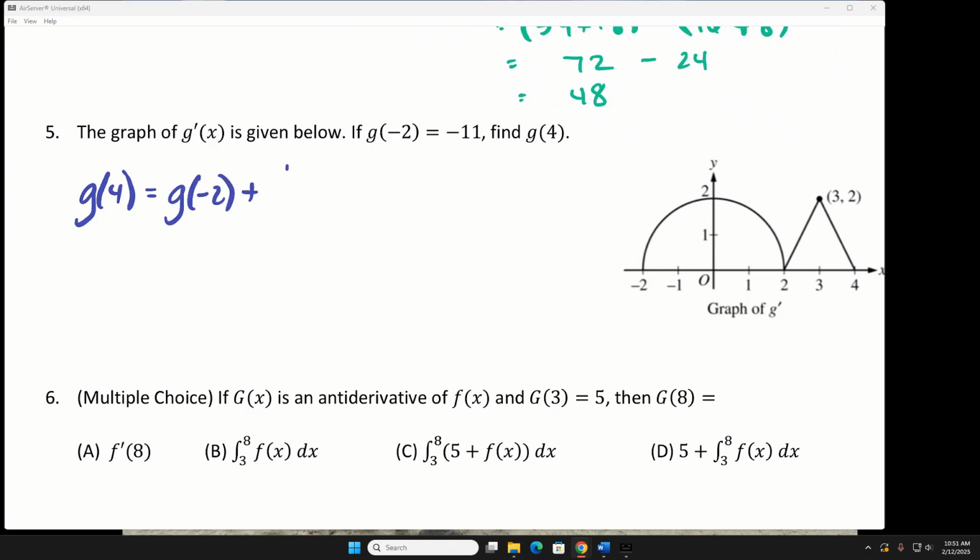To that, we're going to add the integral. What should be my lower limit? Yes. And my upper? Yes. And then g prime of x dx. All right, so it's important that these are the antiderivative of your integrand, and they are, because this is g prime. Okay. So now we're just going to plug in values. So g of negative 2, I know is negative 11. How am I going to find that integral?